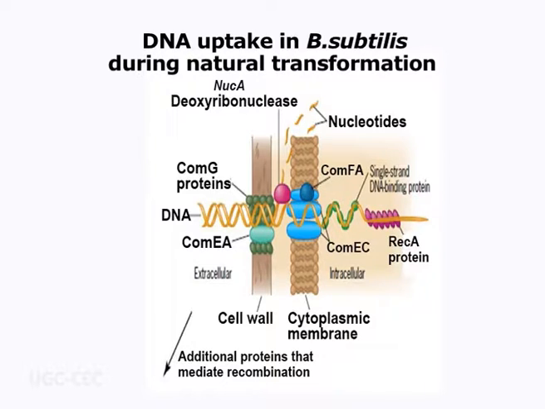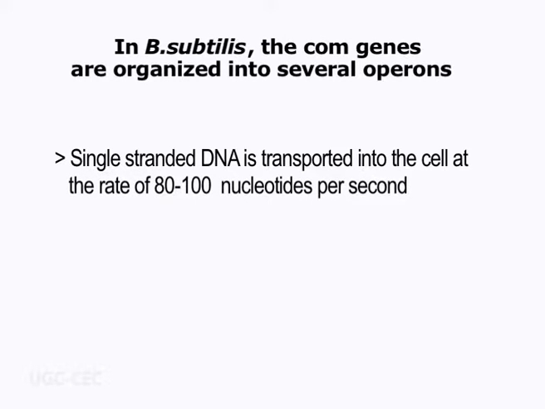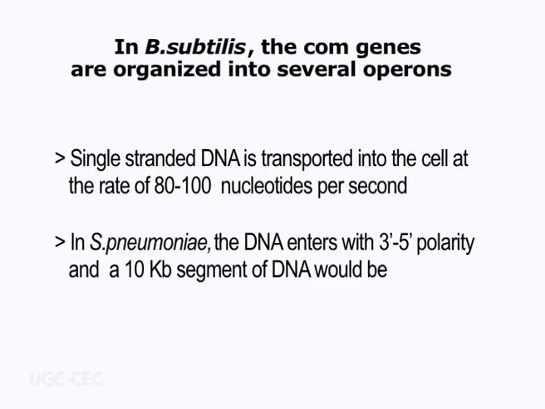In case of Pseudomonas, almost 10 kb of DNA gets entry inside the bacterial cell. In case of Bacillus, almost 6 kb of DNA gets entry inside the bacterial cell. We have also seen that the rate of entry is almost 80 to 100 nucleotides per second, and in case of S. pneumoniae, it enters with a 3' to 5' polarity and almost takes 2 minutes for the DNA to enter.